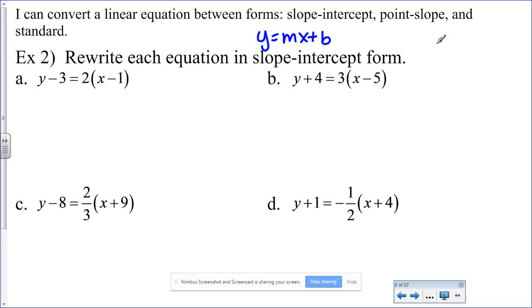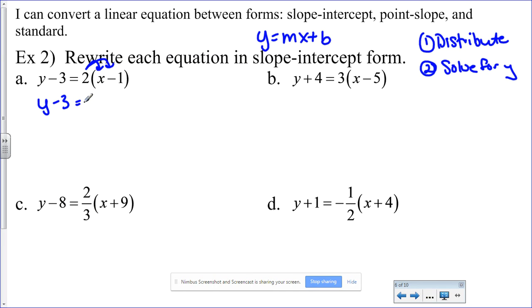So first we're going to distribute. And then we're going to isolate the y, or solve for y. Every problem will be very similar. We are going to distribute the 2. So we have y minus 3 equals 2x minus 2. First step is distribute. Second step is to solve for y. So I need to add 3 to both sides to get the y alone. So I have 2x, and then negative 2 plus 3 is a positive 1.